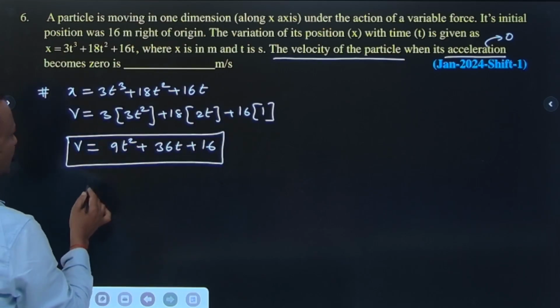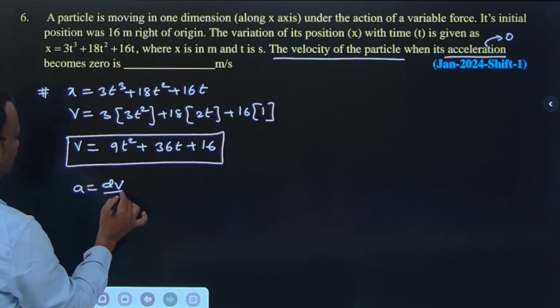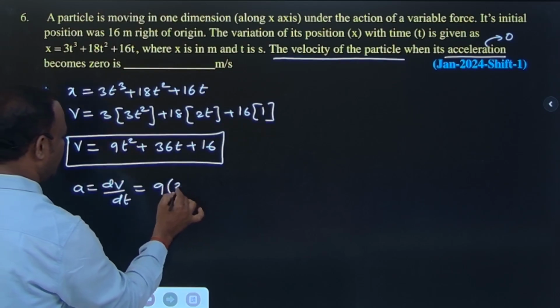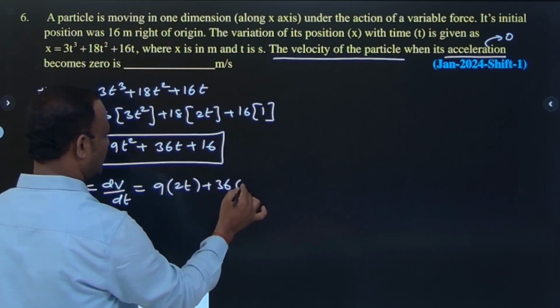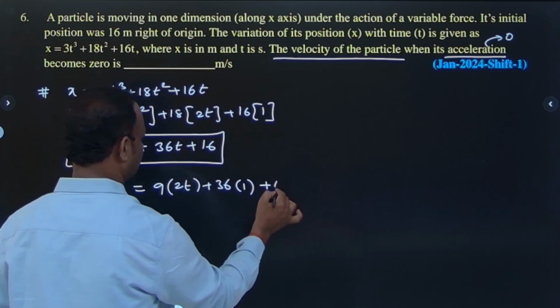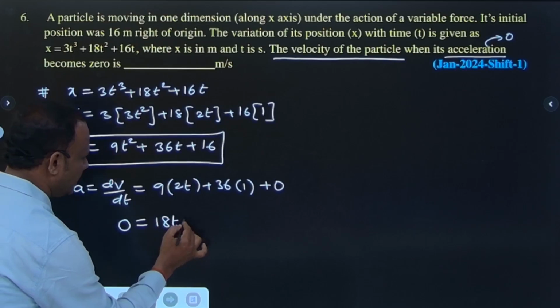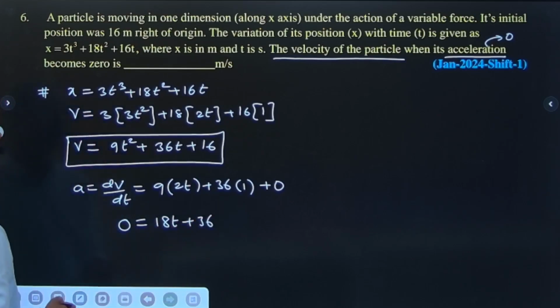Again go for the differentiation. Acceleration a is equal to dv by dt. So this is equal to, again differentiate, 9 into 2t plus 36. Differentiation of t is 1, plus 0. So this a is equal to 18t plus 36.